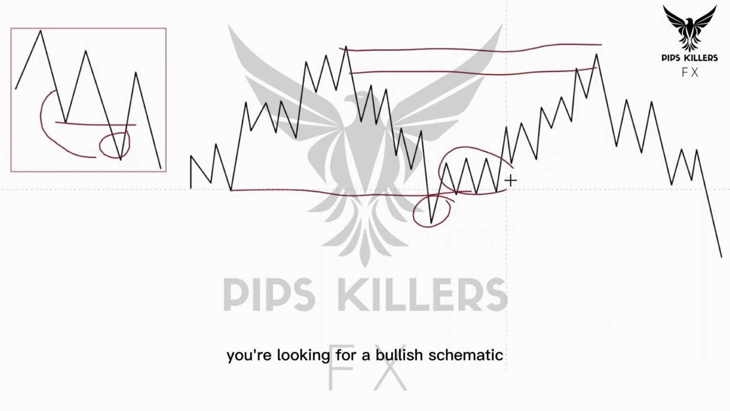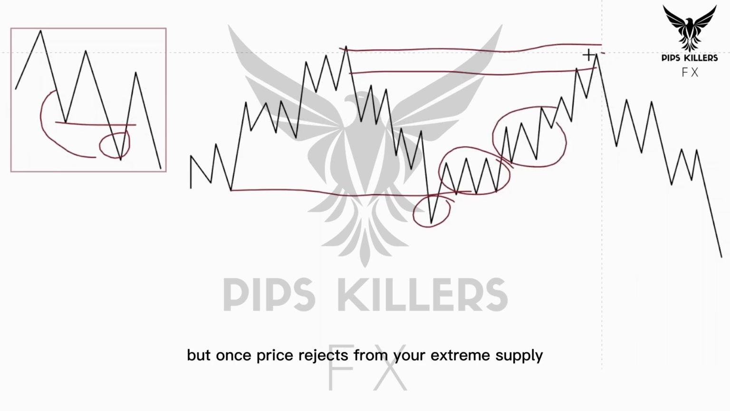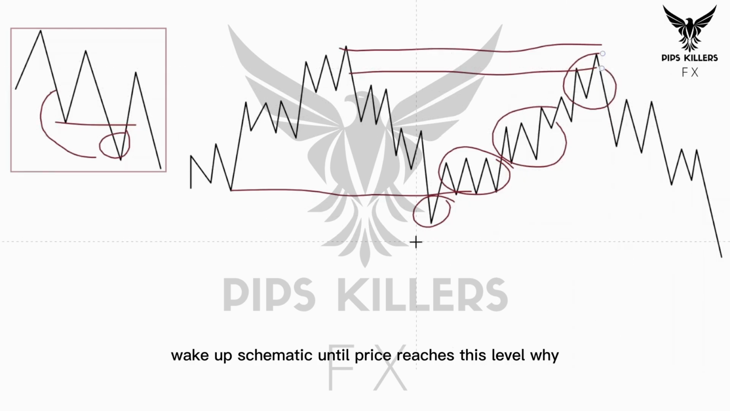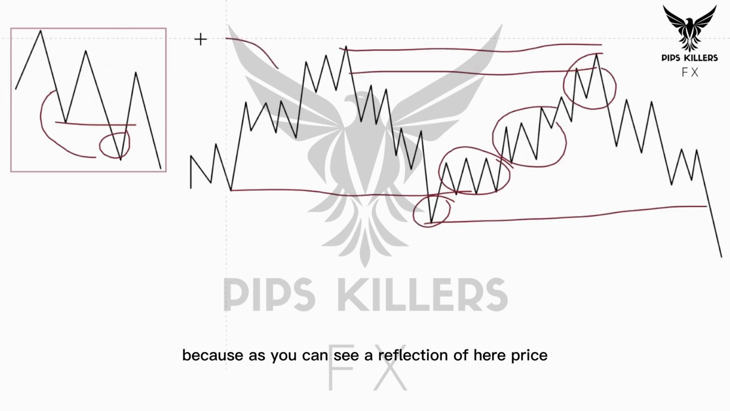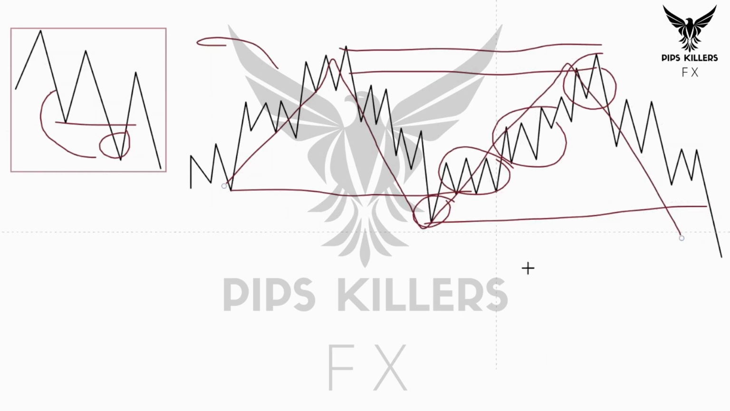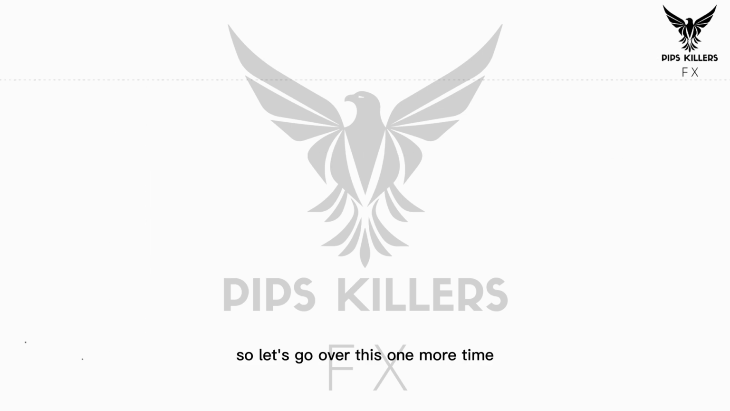So right here, you're looking for a bullish schematic. Once price expands again, you're still looking for a bullish schematic. But once price rejects from your extreme supply, you're starting to look for a bearish Wyckoff schematic until price reaches this level. Why? Because as you can see a reflection of here, price is moving in a bearish supply and demand structure. So let's go over this one more time.